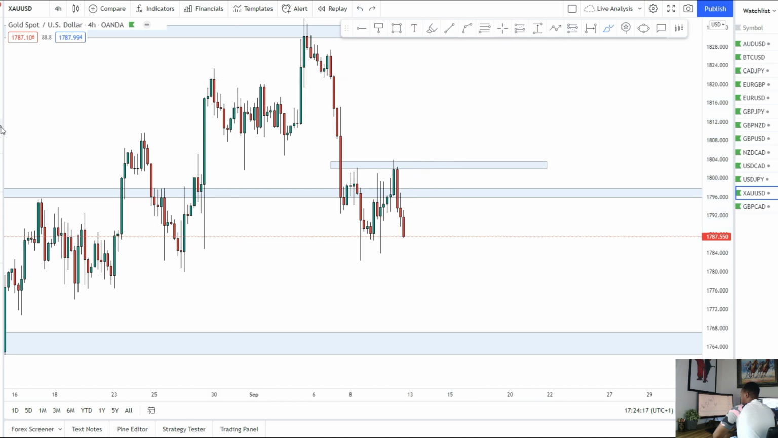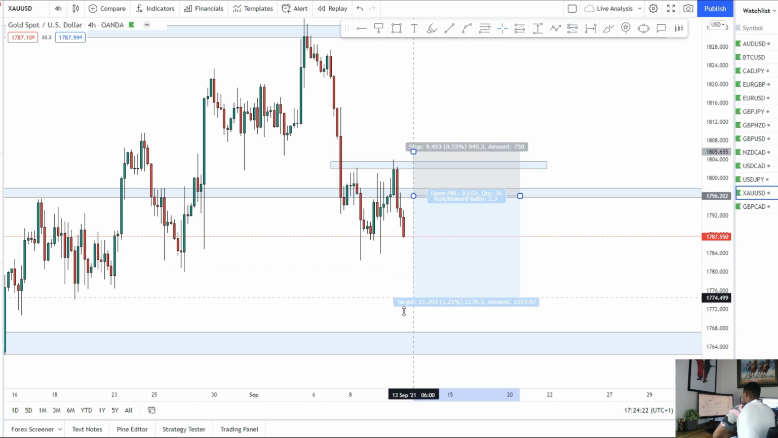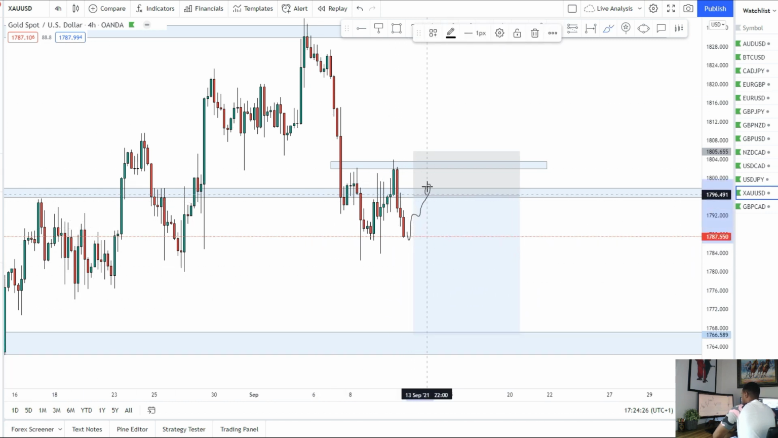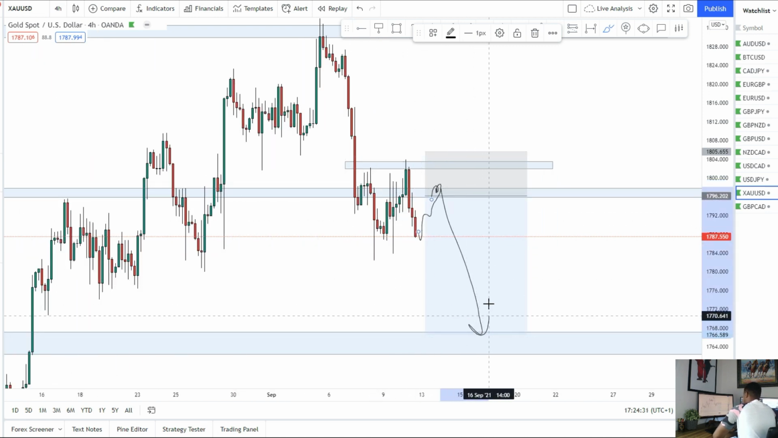But essentially really just looking for selling opportunities this week from that level there, stops above that, and targeting that 1765 daily support. So hopefully we can get a bit of retracement before gold shoots off to the downside, and then take that to the downside back down to 65 from that resistance.